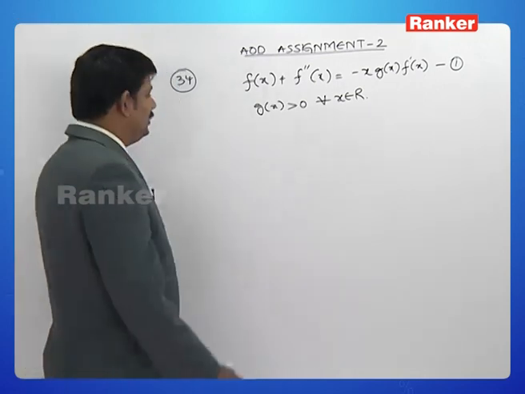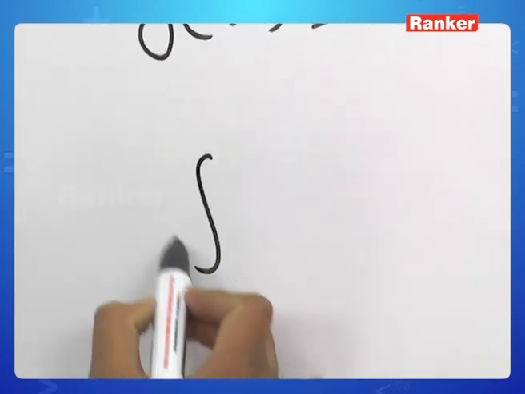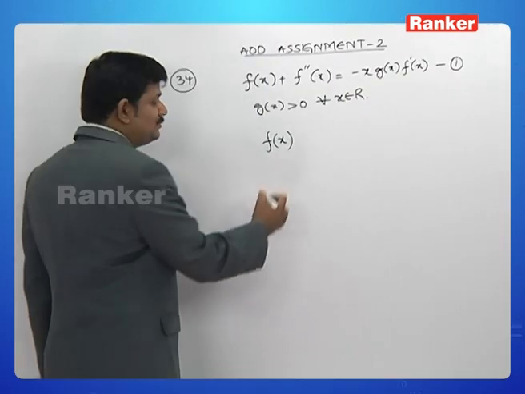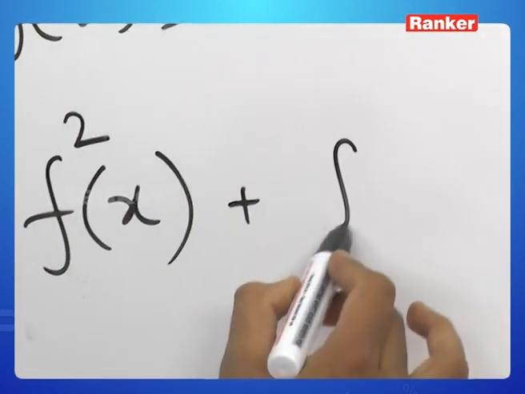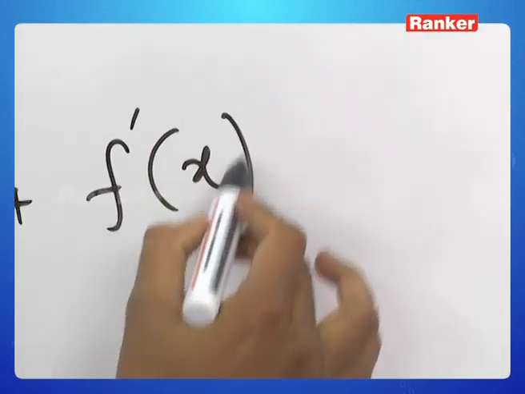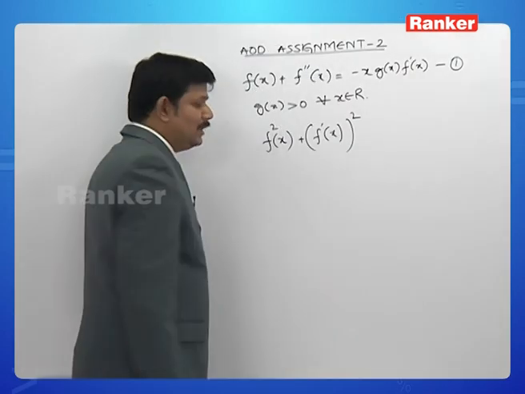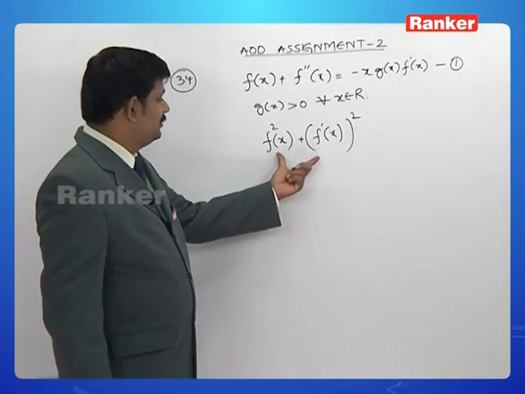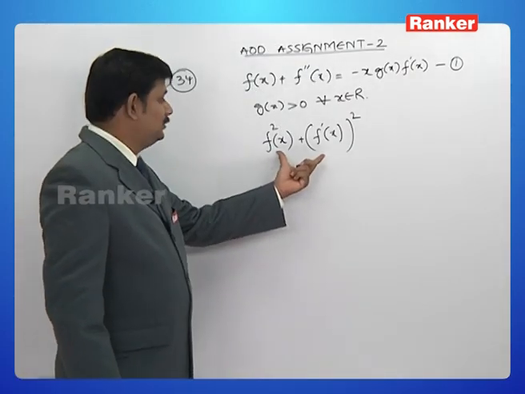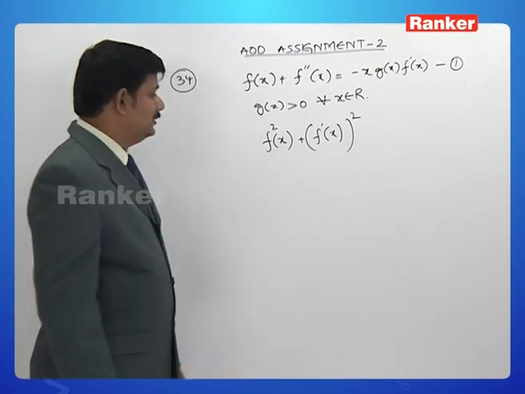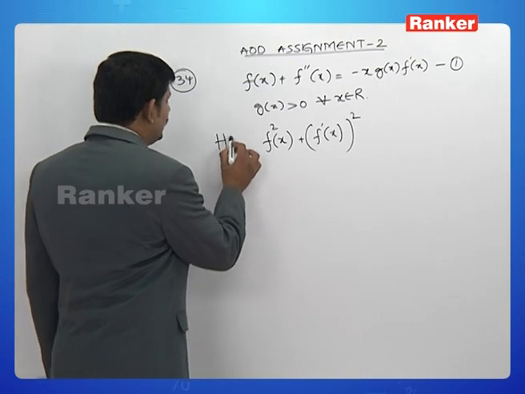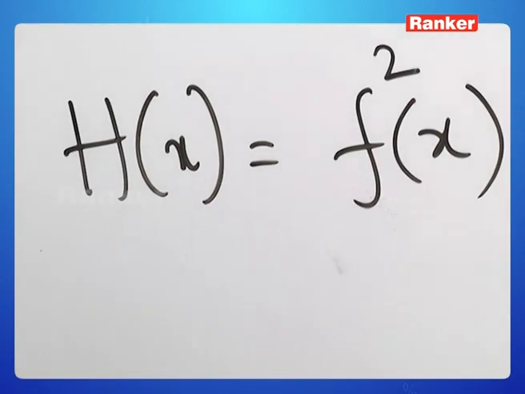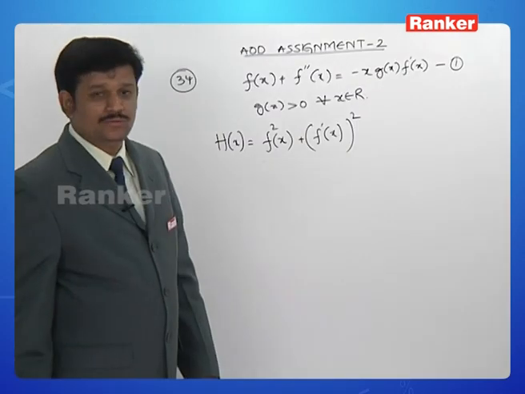Now, we need to talk about local maxima and minima of the function f square x plus f dash x whole square. We have to find whether there is a local maxima or local minima, or if it is a point of inflection at x equal to 0 for the function, let us call it h of x equal to f square x plus f dash x whole square.